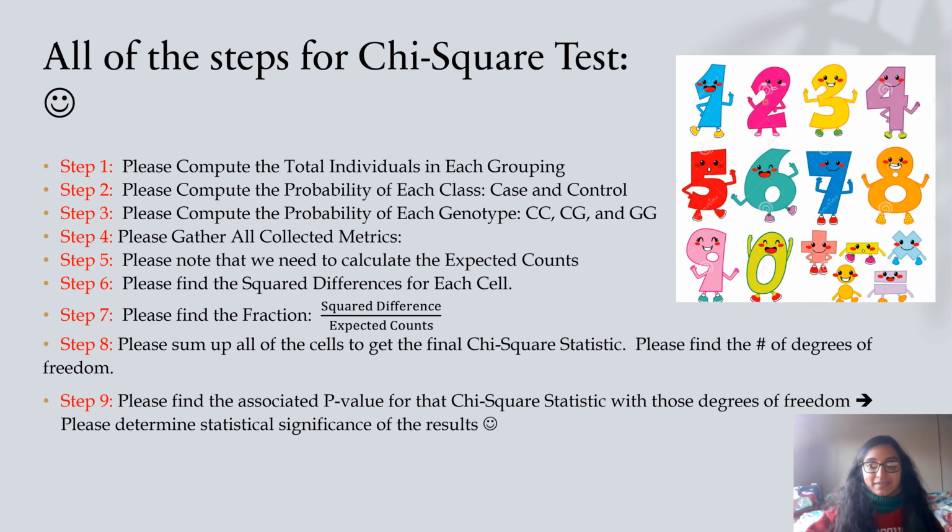So again, just going over a review of all the steps of this process. We found the total number of individuals in each grouping. The totals are so important because from them we can find the probability of each class, the case and control, and the probability of each genotype as well. We gathered all the collected metrics, and we would extend this analysis based on a SNP that has however many different alleles it can have. Maybe it has 5 or 6 possibilities. It really depends.